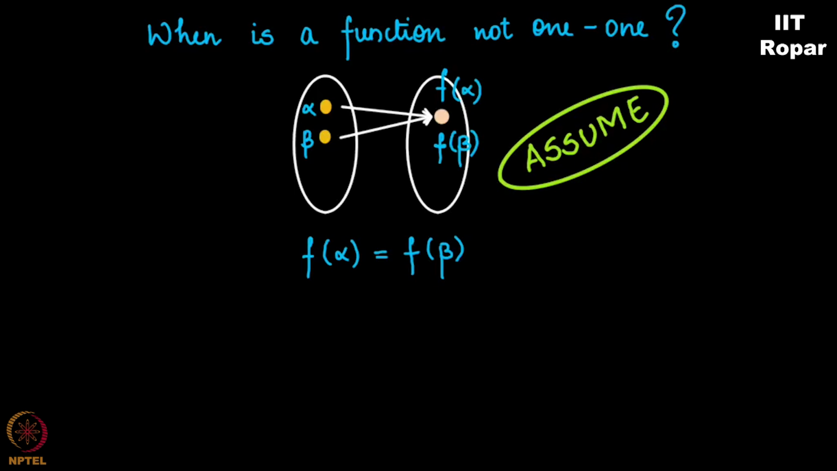So let me assume such a thing is happening. f of alpha is equal to f of beta, and these two elements, alpha and beta, are different elements in the domain, of course. Now, f of alpha is 7 alpha and f of beta is 7 beta. You know, 7 times a number is equal to 7 times another number means that alpha should be equal to beta. Why? You can cancel off 7 here. Correct? Alpha will be equal to beta.